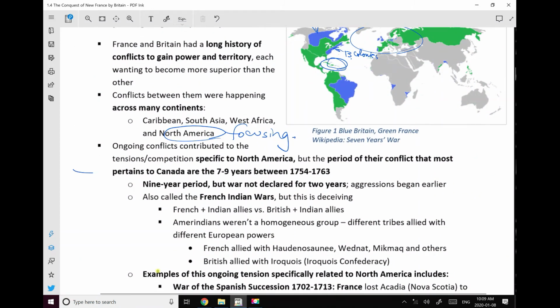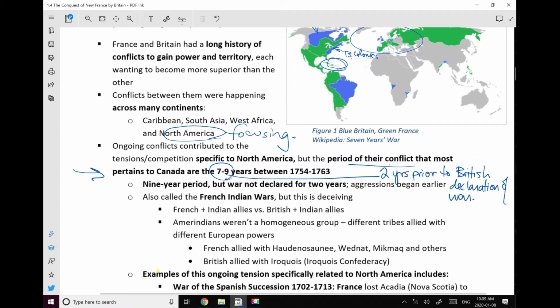But specifically, we're going to focus on this period of conflict here, these 7 years. And you can actually, some people discuss it and they talk about 9 years because there were 2 years prior to the British declaration of war.